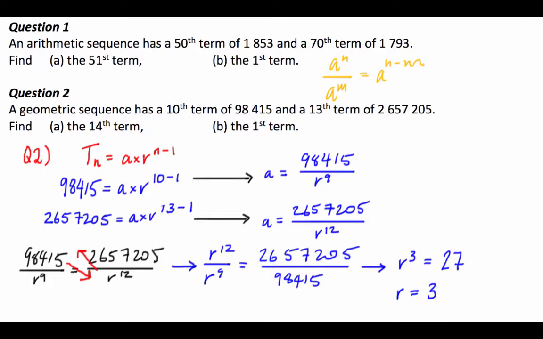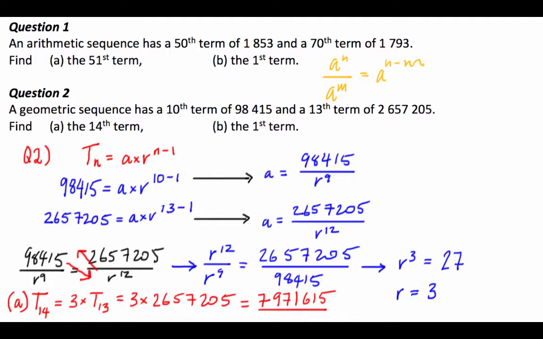So, what we're going to do from here, guys, is we can solve the 14th term, because we know, let's just write down, t14 is going to be equal to 3 times t13. And that's equal to 3 times 2,657,205, and that's equal to 7,971,615.